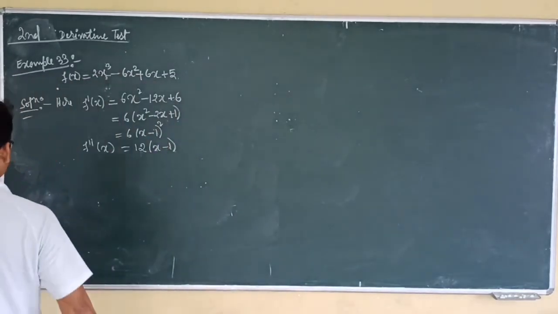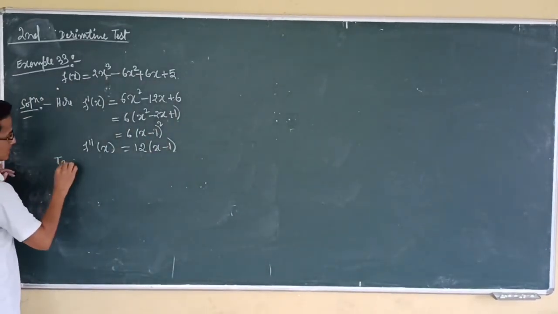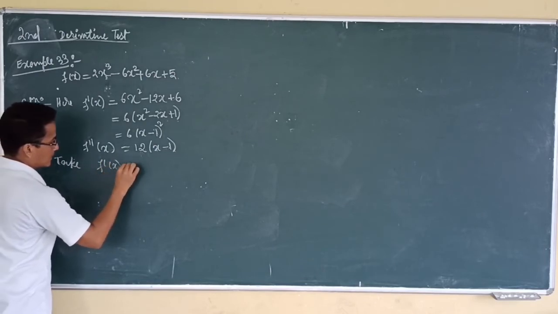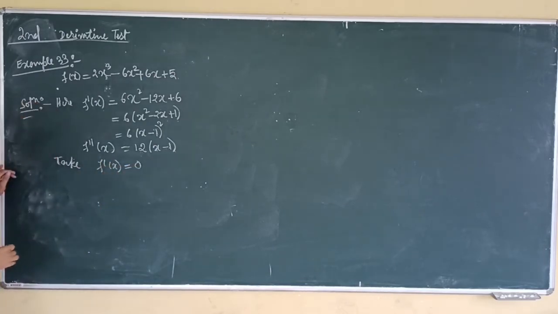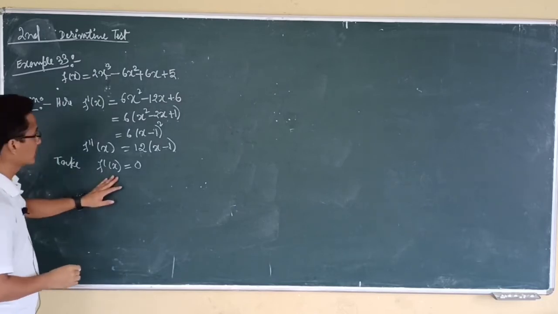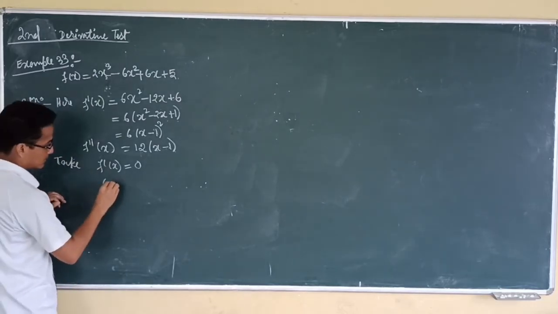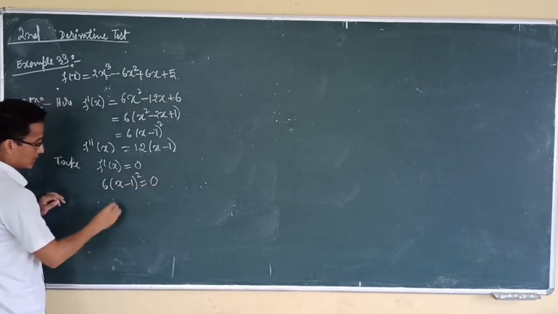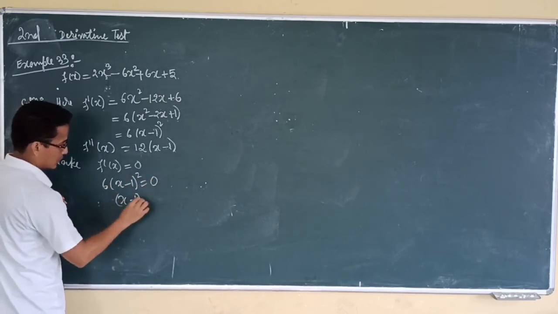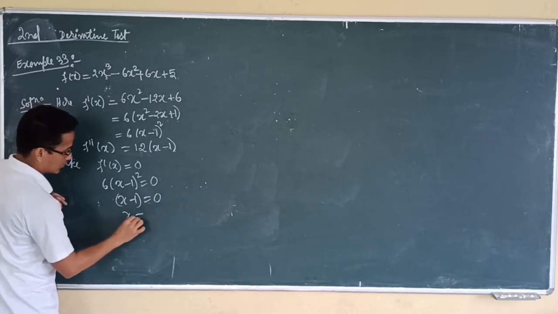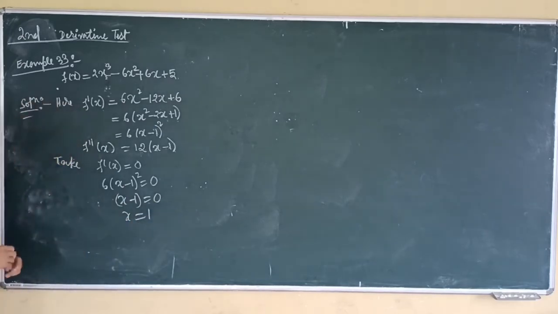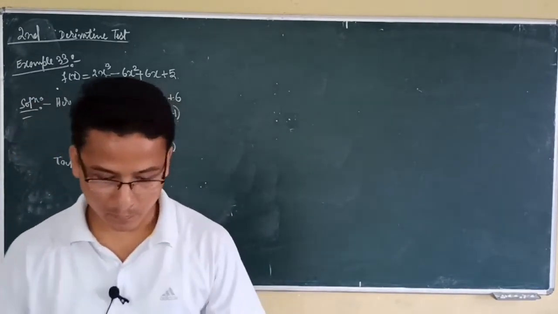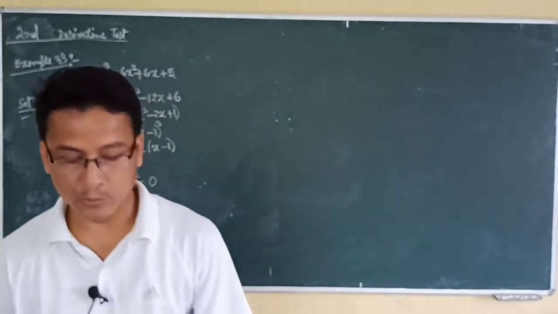Now take f dash x equal to 0. Now we are going to find the critical point. So this is 6 into x minus 1 whole square equal to 0. That means x minus 1 equal to 0, x equal to 1. Okay, we will get the value x equal to 1.